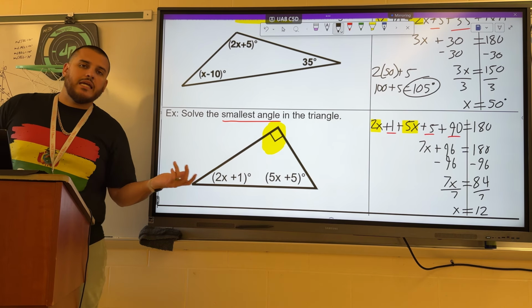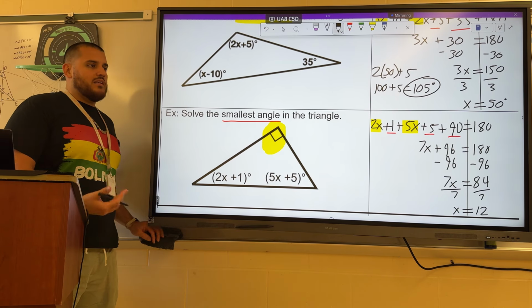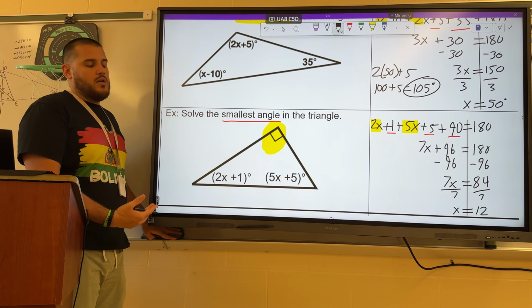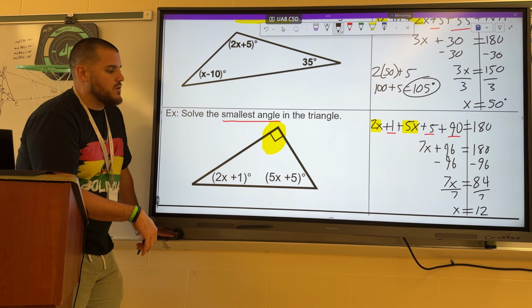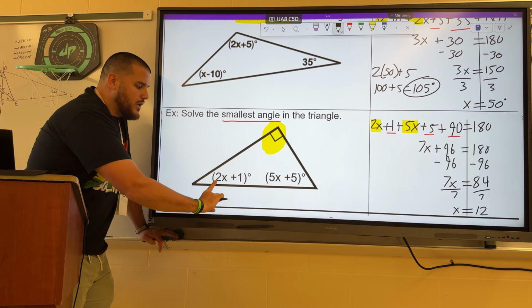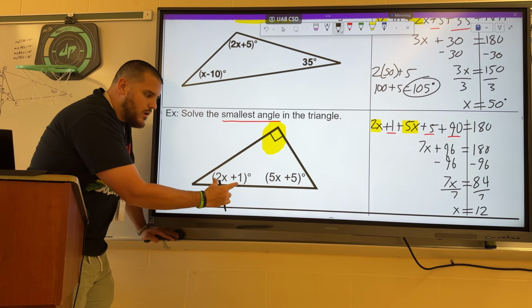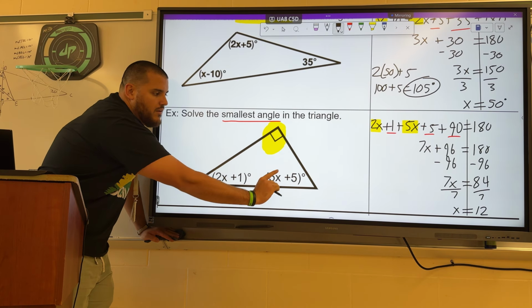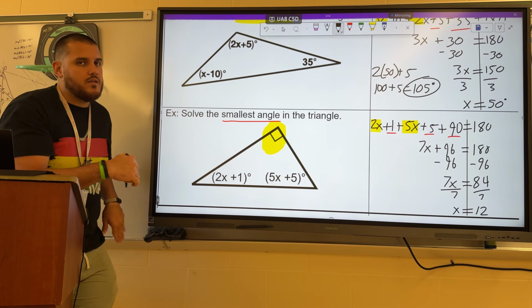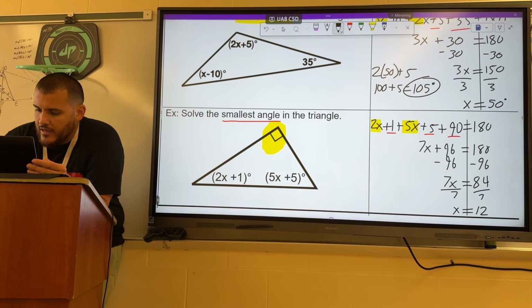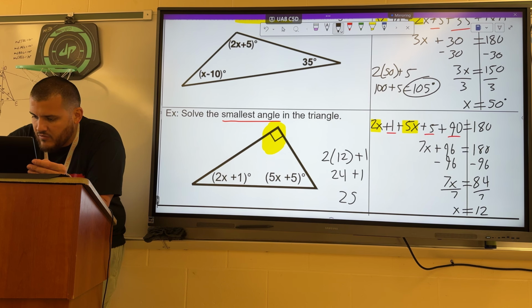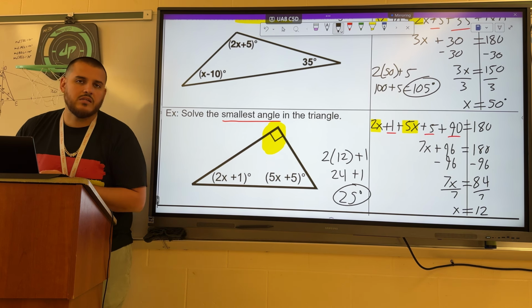Okay, from there we're plugging in to find the smallest angle. Now let's say you weren't able to identify visually which angle is the smallest, just plug it into both and then circle whichever one gives you the smallest value. For this though, hopefully you know if I'm multiplying a number by 2 and adding 1, I will get a smaller value than if I multiply the number by 5 and add 5, as long as that value is positive like ours is. All right, so I'm plugging into the 2x plus 1 to get our smaller angle here. So 2 times x, which I know is 12, plus 1. 2 times 12 is 24. 24 plus 1 gives me 25 degrees for the smallest angle in this right triangle.